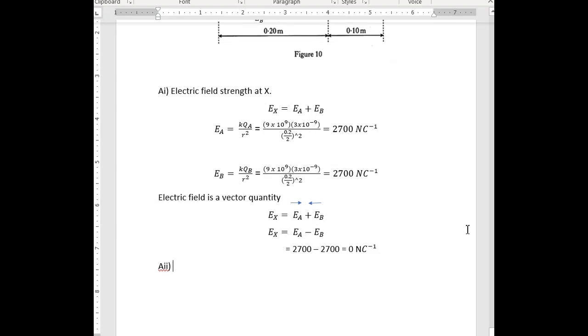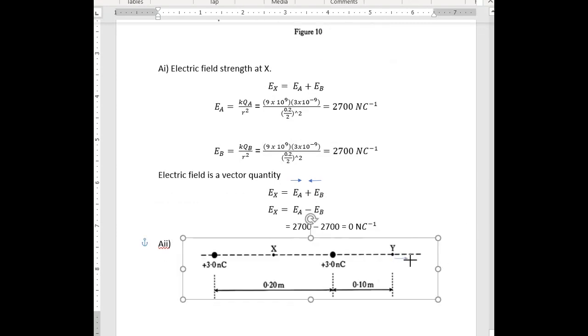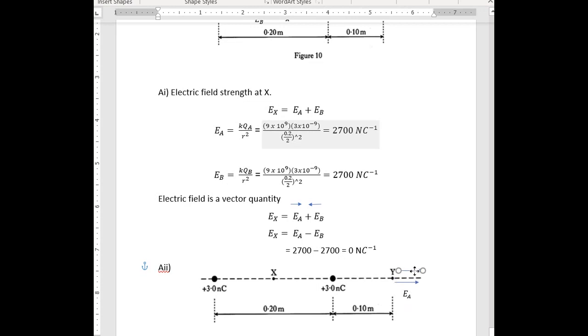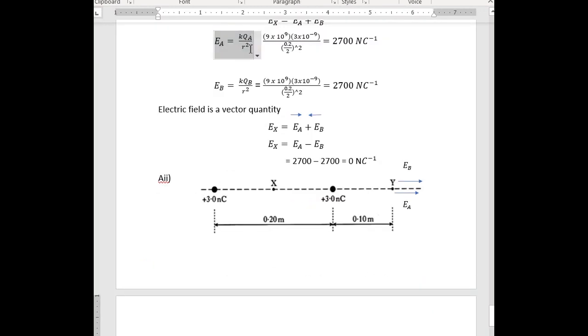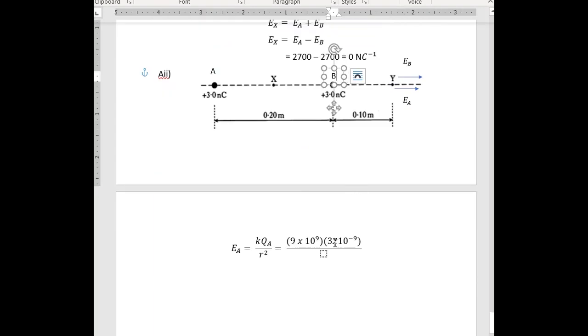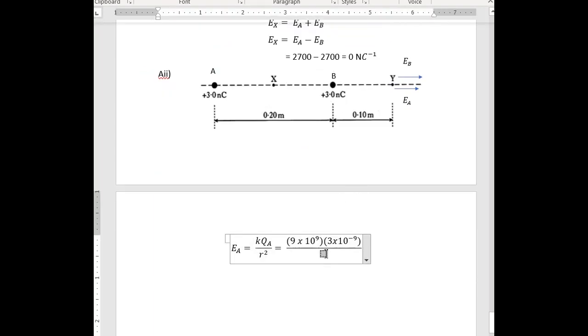For A2 at Y, we have electric field induced by A in this direction, and electric field induced by B is also in the same direction. So again, we will calculate the electric field induced by A on the point Y. K is 9 times 10 to the power of 9. Charge A is 3 times 10 to the power of minus 9. Distance between charge A and the point Y is 0.2 plus 0.1 square, equals 300 Newton per Coulomb.